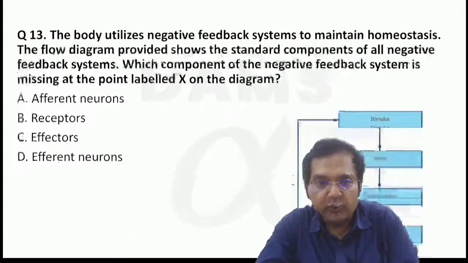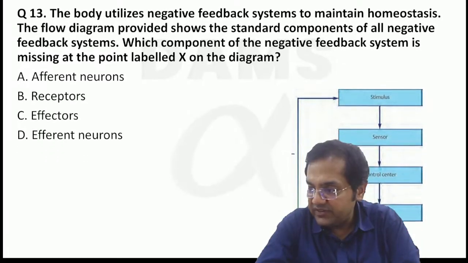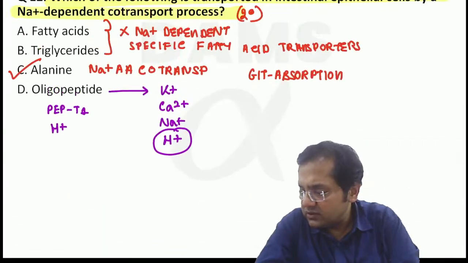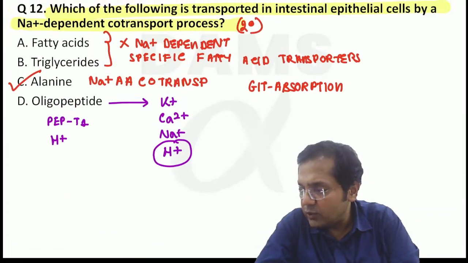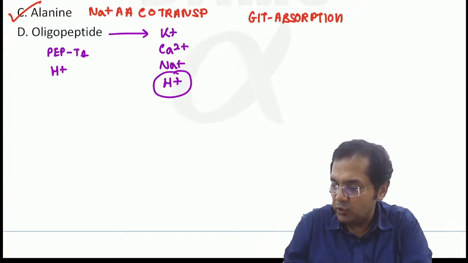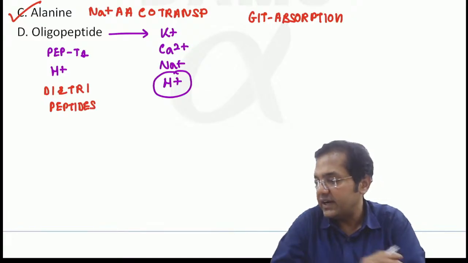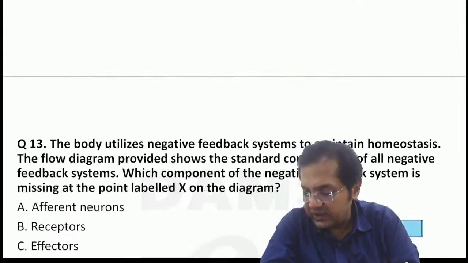Now I'm moving you to 13.1. This is an interesting question. No, calcium is not required, Dr. Ms. It is hydrogen. Remember, hydrogen is required for di and tripeptides using the peptidyl transporter or PEP-T1, peptide transporter 1, for di and tripeptides. Yes, that's right.